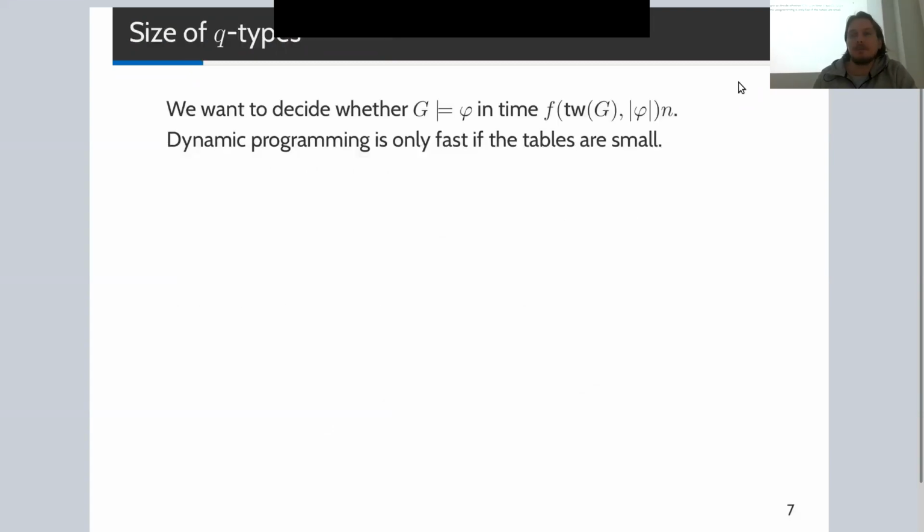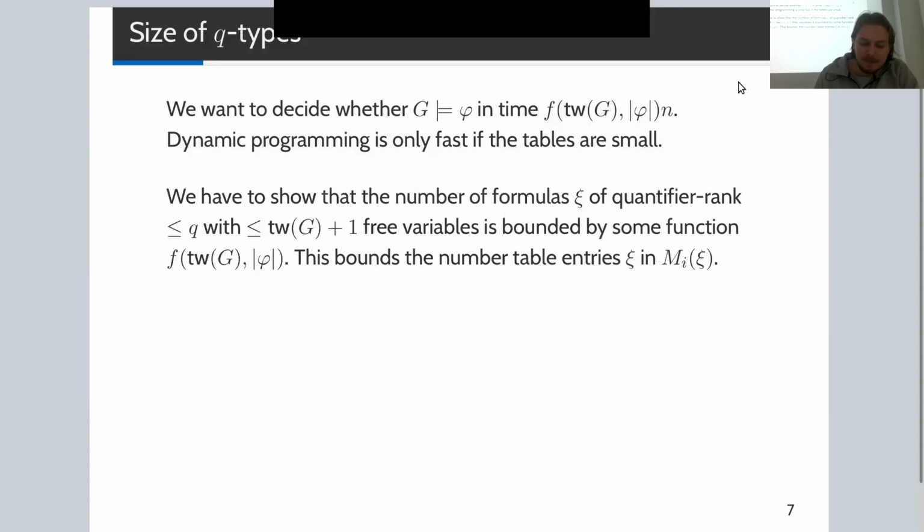What we didn't quite finish last time was proving that the q-types are in fact small. We need to show that the information we're storing in the tables has only some size that depends on the tree width and the length of the formula, and we're about to do just that. The exact statement we need is that the number of formulas psi of quantifier rank at most q with at most tree width plus 1 free variables is bounded by some function of the tree width and of the length of the formula. If we have that, then this bounds our record sizes.